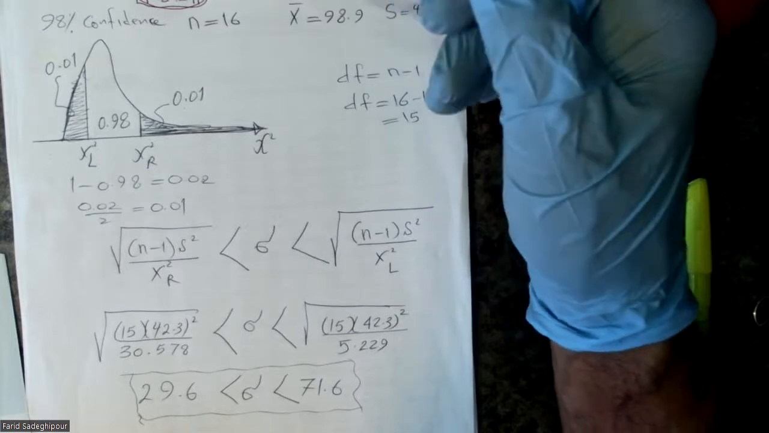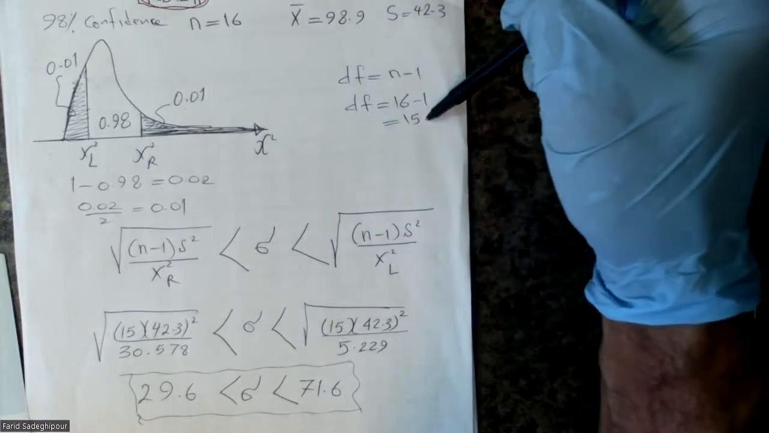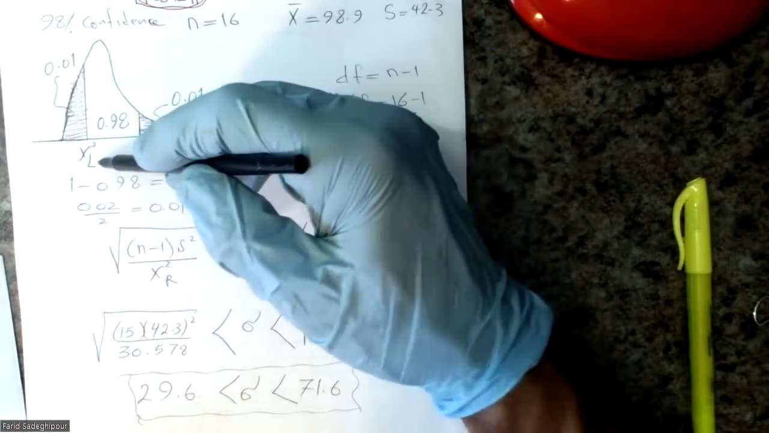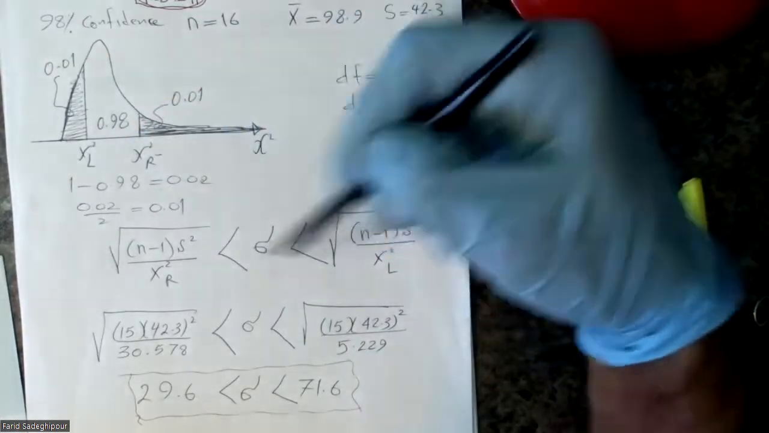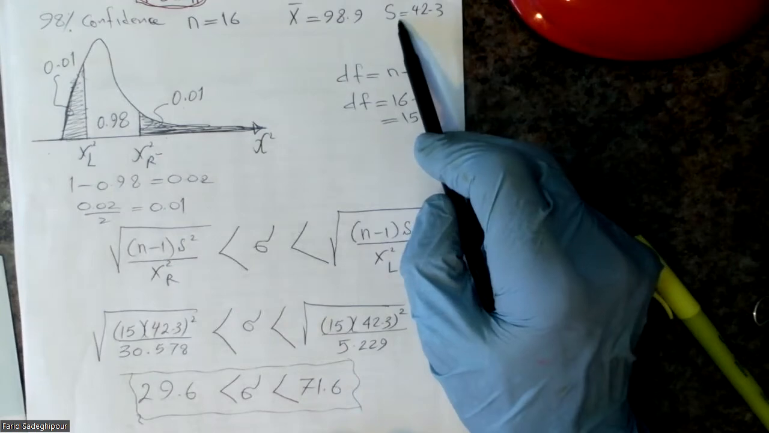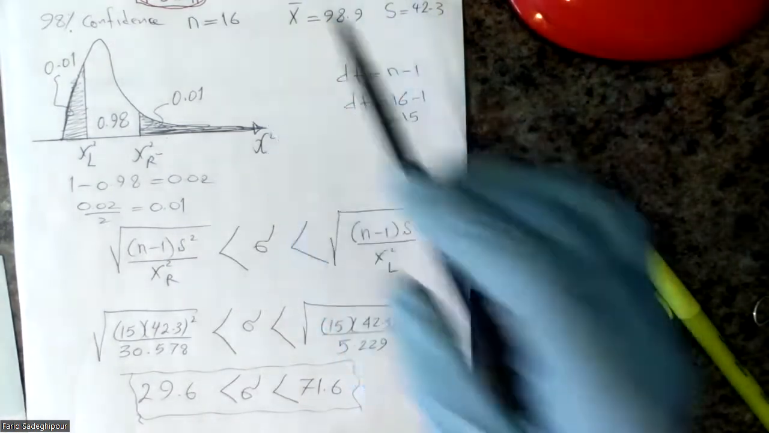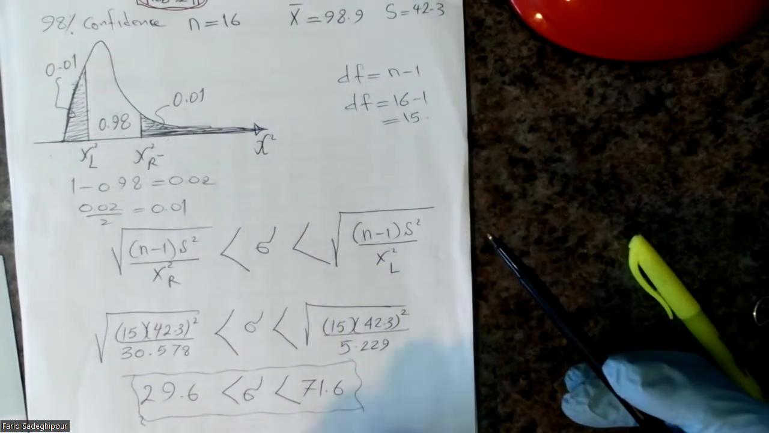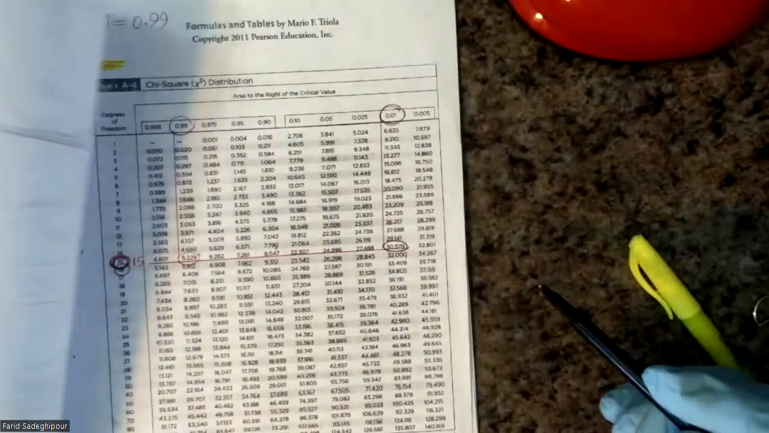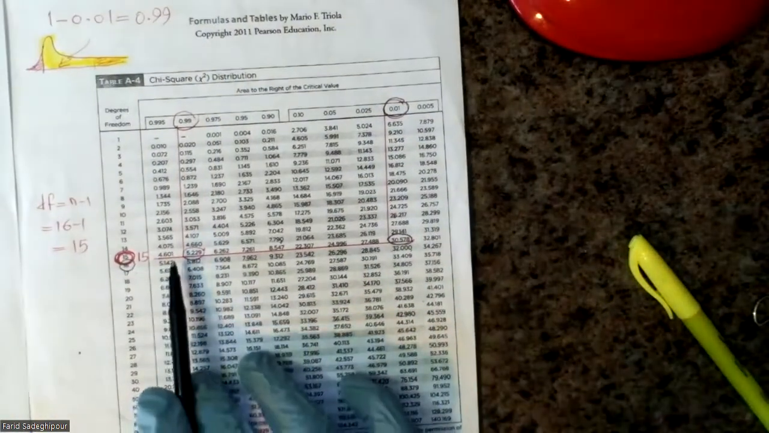Then we go to the table with df of n minus 1, which is 15. Then you find x2R and x2L. When you find it, you plug it into these equations because s and n is already given to you. So we don't actually use the mean in these problems. And this is a table related to that.